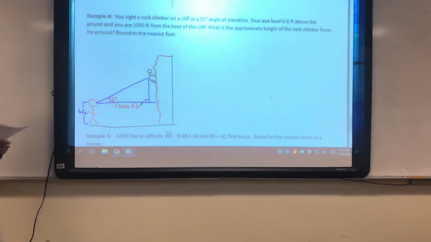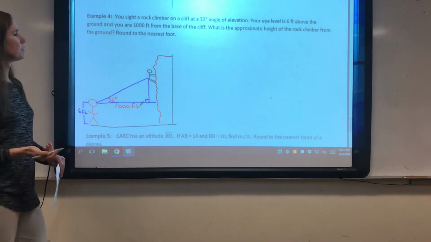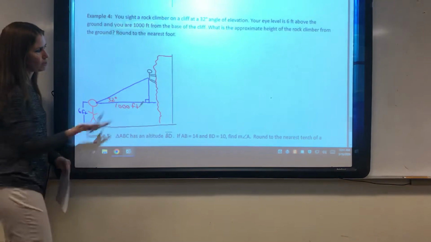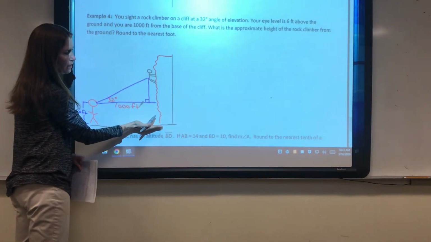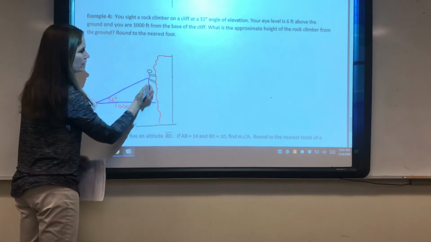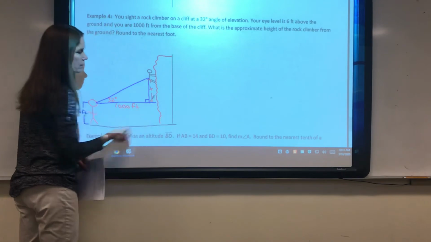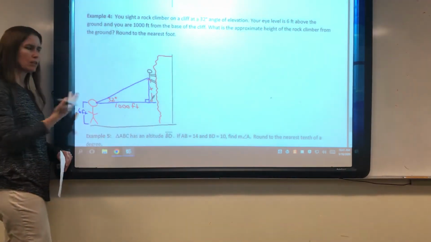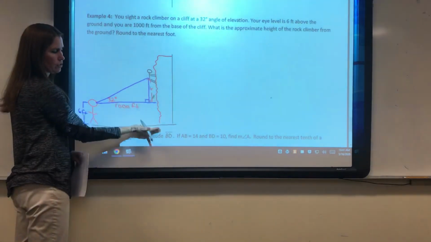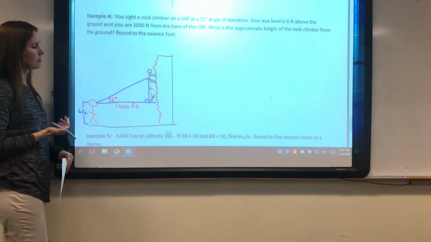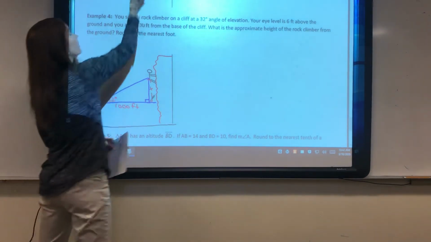Okay, and the question is, what is the approximate height of the rock climber from the ground? So we want to know how far this rock climber is all the way to the ground, but right now we are just going to deal with finding out what this length is from here to here. We're going to use our trigonometry to figure out what x is, then we can answer the question of how high it is from the actual ground. We're going to have to factor in this 6 feet. So we just look at our right triangle for now.